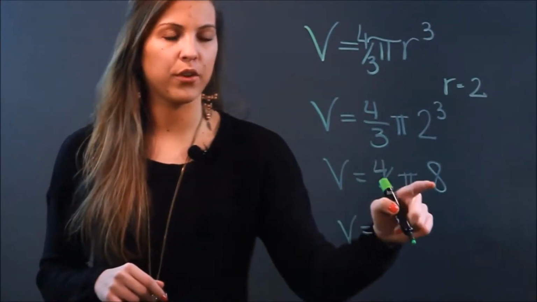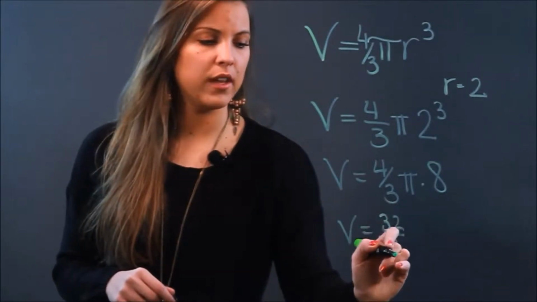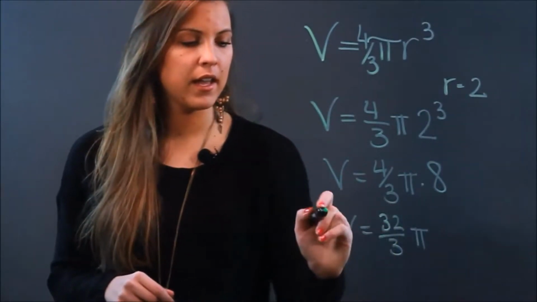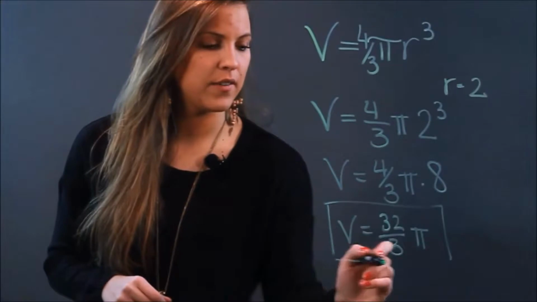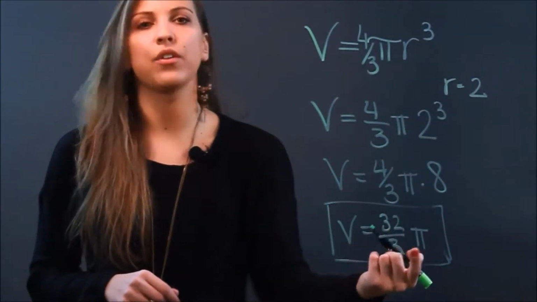I'm going to multiply 4/3 times 8. So that's 4 times 8 is 32 over 3. And I'm just going to bring over my pi. And I can actually leave it right in that form. So the volume of this specific sphere with a radius of 2 would be 32/3 pi.